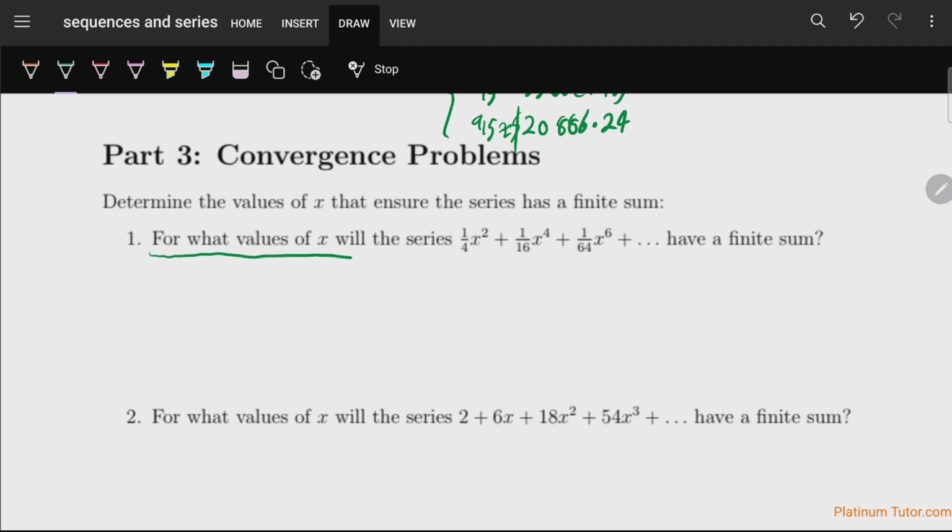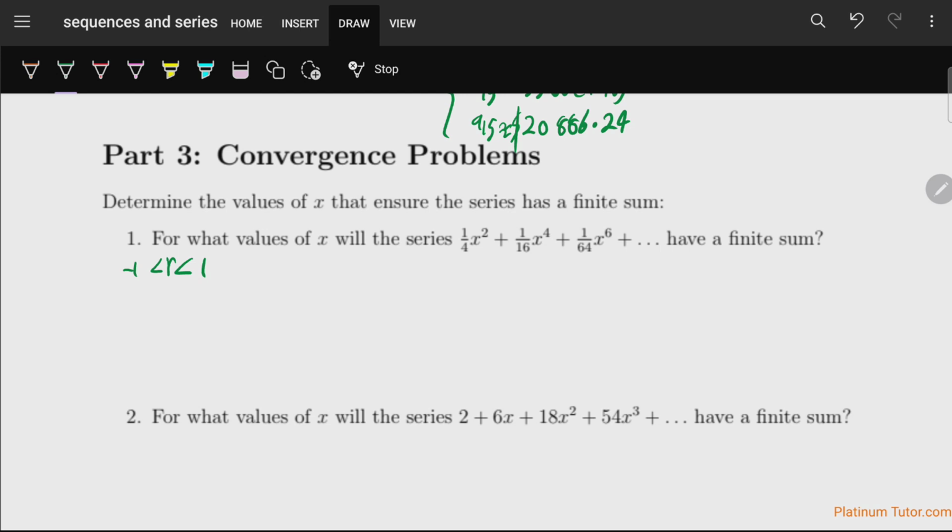So it says, for what value of x will the series have a finite sum? Okay, and this might look a little bit complicated to begin with, but it's actually quite simple. So what's the condition to have a finite sum, to be convergent? The condition for an infinite geometric series to be convergent is for the common ratio to be between -1 and 1, right? Okay, so what's the common ratio here?